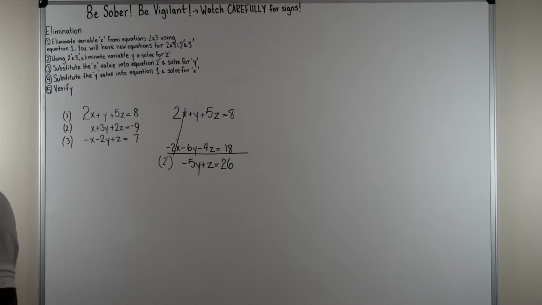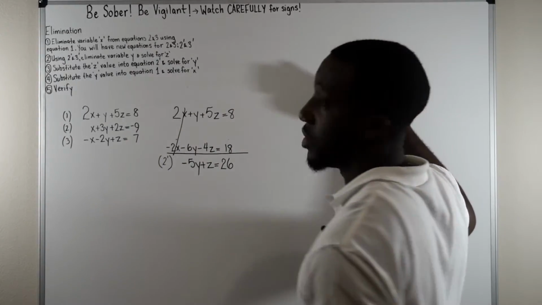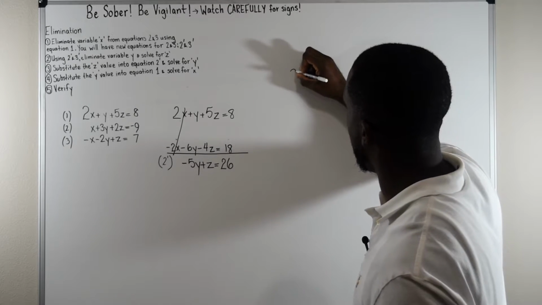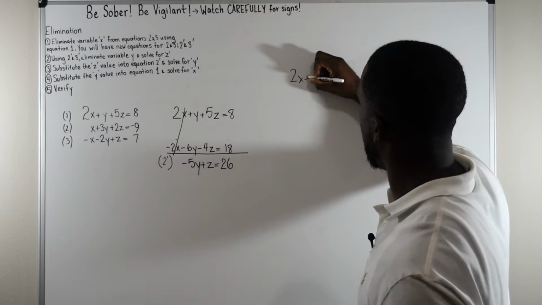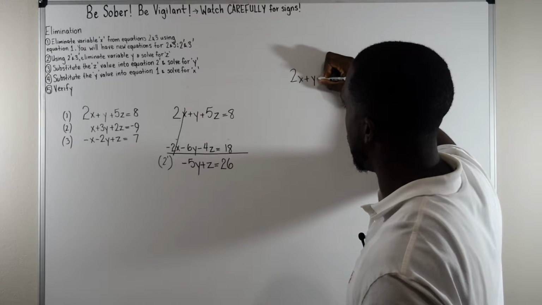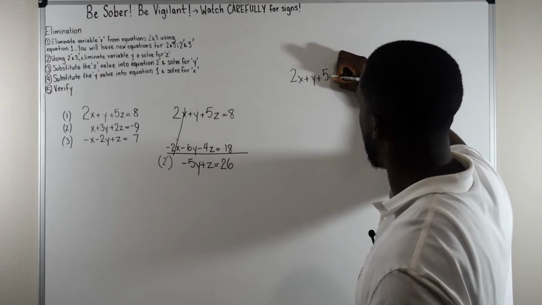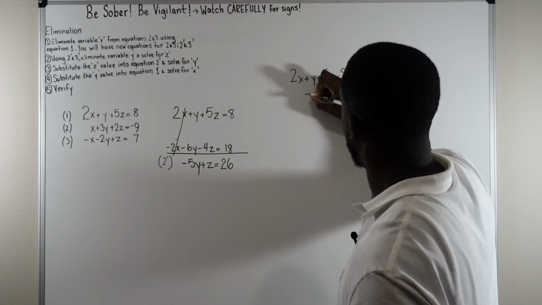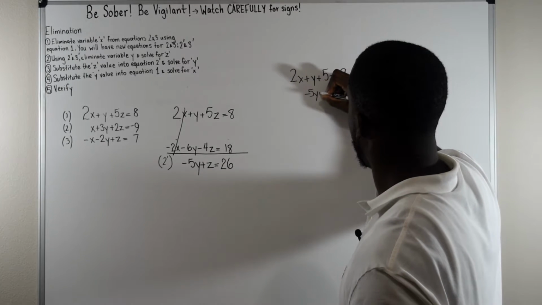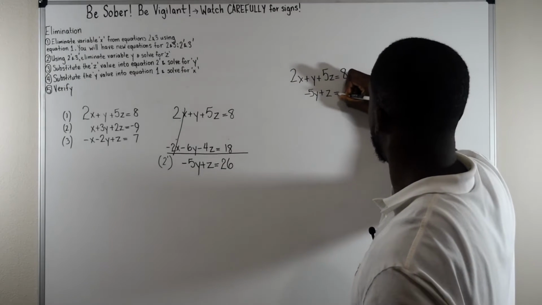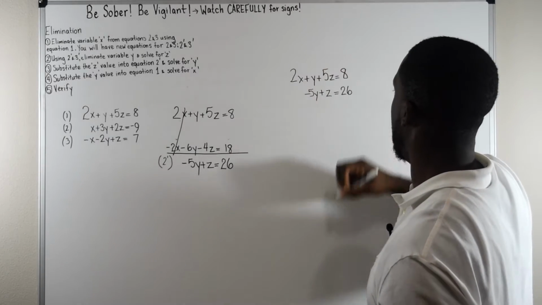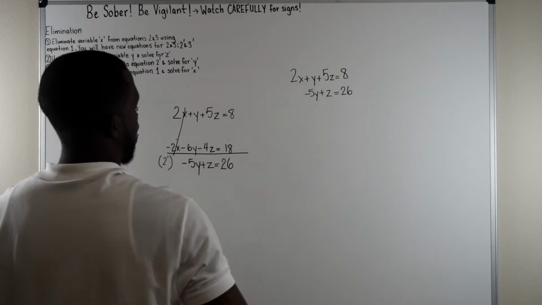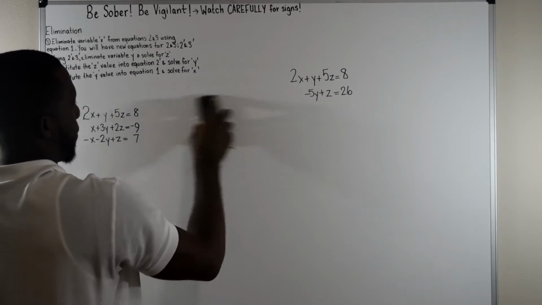Okay, so let's see where we're gonna write this. I'm gonna write it right here. I'm gonna write -5y plus z equals 26. Okay, so that's 2' right there. Okay, I'm gonna make sure they match. They match. We're good. Okay.